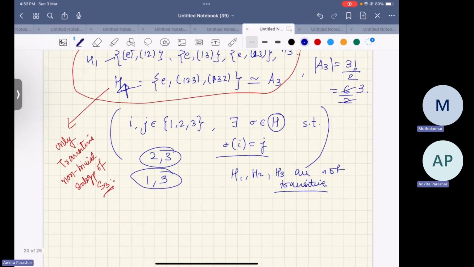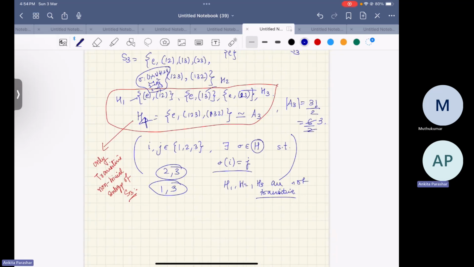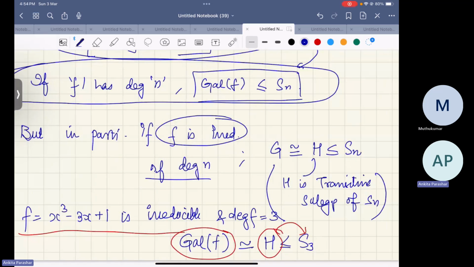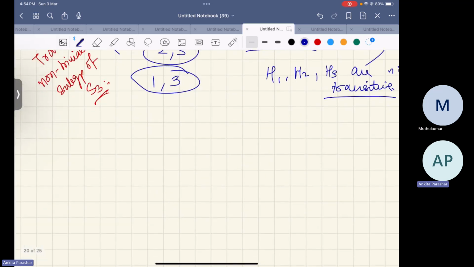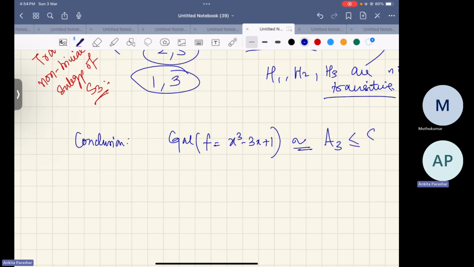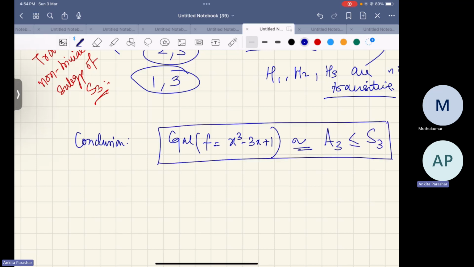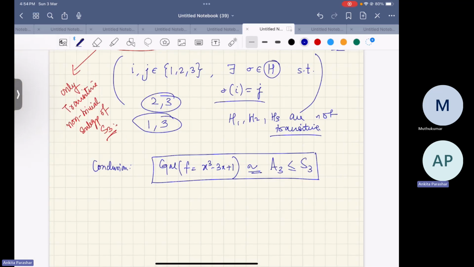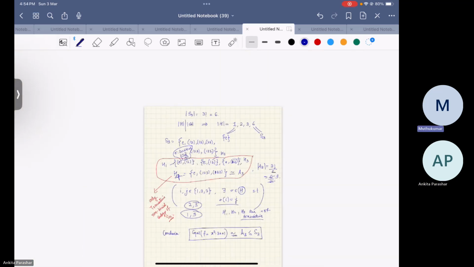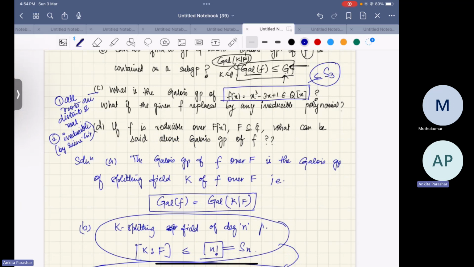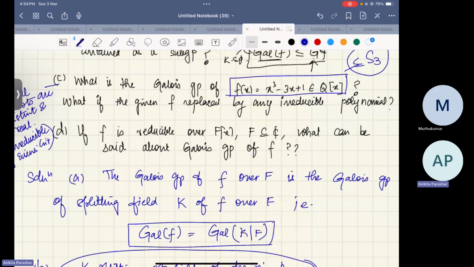It is H4, which is A3, exactly. So this is A3. So therefore you can say, the finally conclusion is that the Galois group of your f, which is x cubed minus 3x plus 1, is isomorphic to A3 as a transitive subgroup of S3. This is okay, right? All right, so let's go to part D.